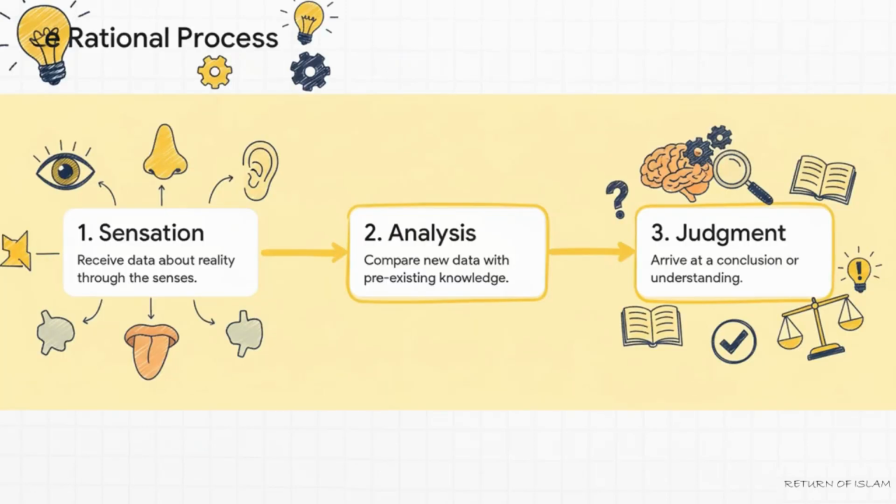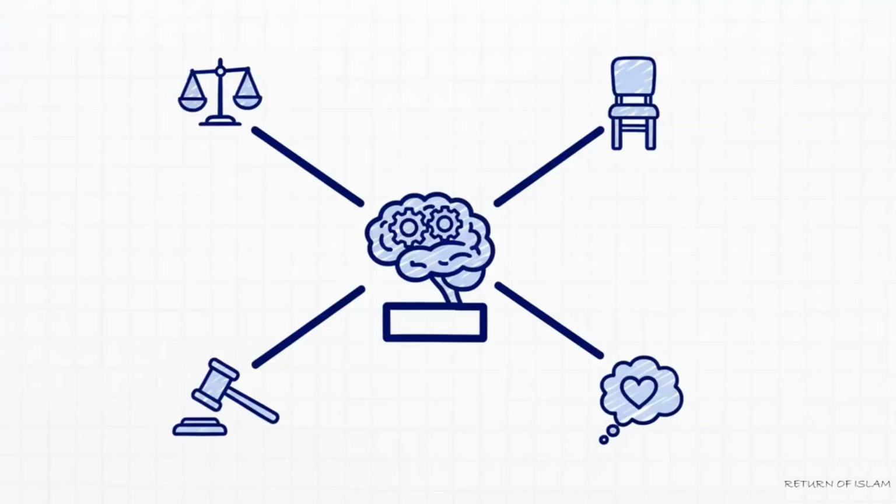And what I love about this is just how clean and simple the process is. It's really just 3 steps. First, sensation. You see something, you hear something, you feel something. Second, analysis. Your brain, in a flash, compares that new information to everything you already know. And third, judgment. You make a call. Hey, that's a dog. This coffee is hot. I get this concept now. Simple as that.